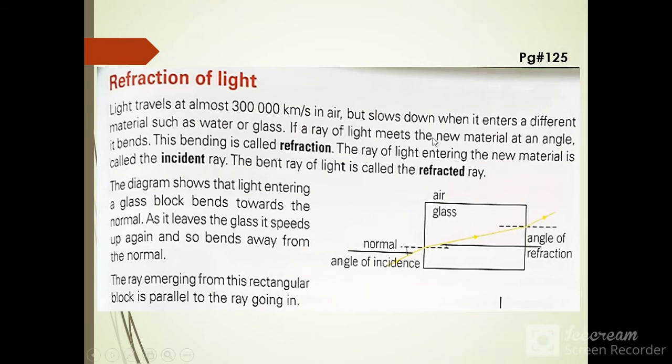In this diagram, you can see the ray that is coming from the air. This is called the incident ray, and it is striking the surface at a certain angle, which is called the angle of incidence. It enters glass, another material that is denser than air, meaning more mass per unit volume. Glass is a denser material compared to air, so the ray bends from its path towards the normal. This is called refraction of light.